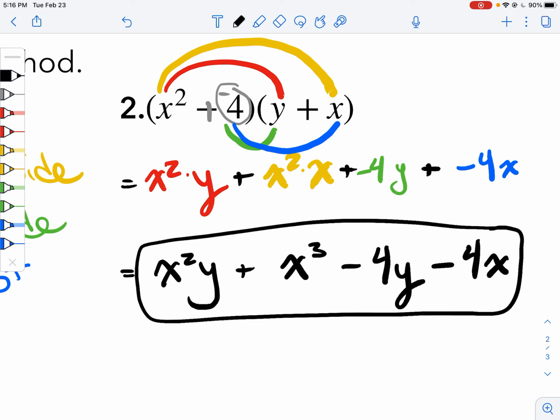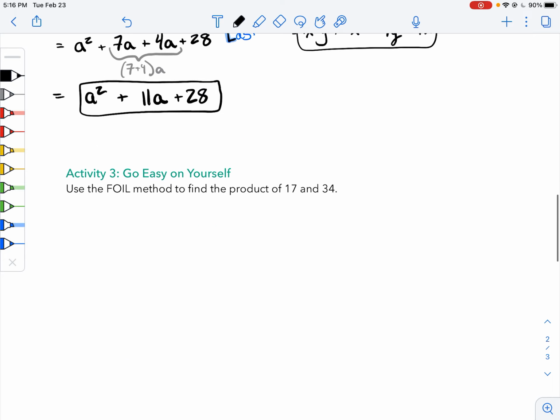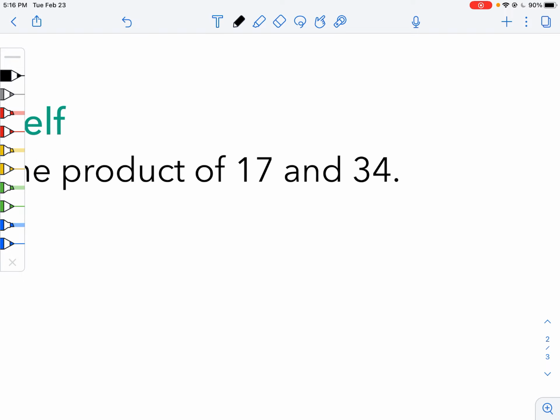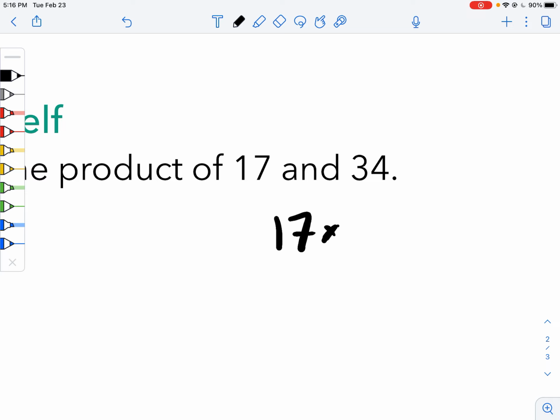That's cool, that's great. But when are we going to use this in real life? Well, let's say that you have 17 people coming to a party and food will cost $34 per person. So for some reason, you need to do 17 times 34. How can you do this quickly?